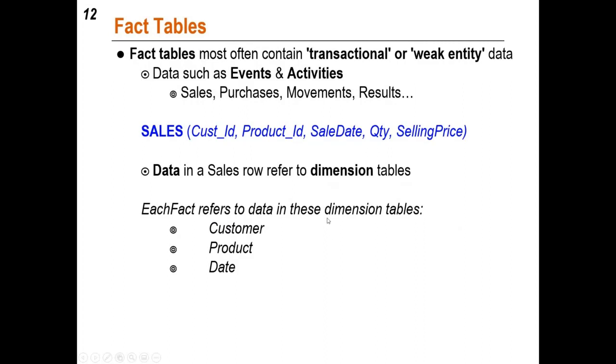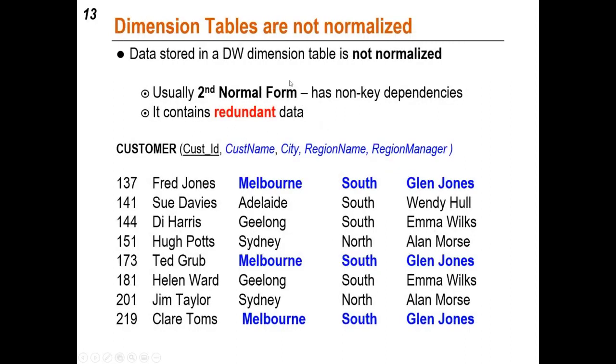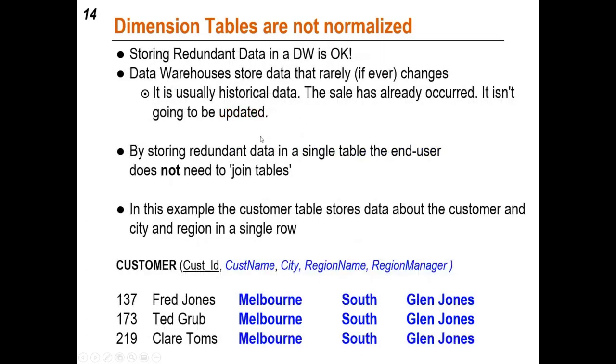Right. So usually dimension tables are in the second normal form. So it can have many non-key dependencies. That is perfectly okay, because redundancies will make aggregate queries faster. So that is the main reason. So you can see here in the customer table, we have some redundant information highlighted in blue color. Okay. So in data warehouses, redundancies are okay.